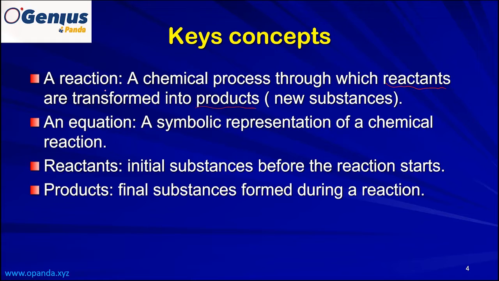Let's take examples. Let's say that hydrogen is reacting with oxygen to produce water. That is a chemical reaction. And how can we represent that process? We can use symbols. Let's say we have hydrogen, which is a gas, and we add oxygen, which is also a gas, to produce water. And here we use an arrow.